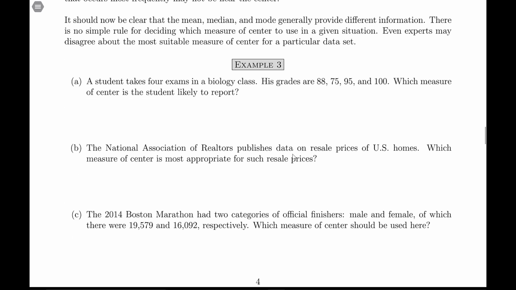Example 3, we have a student that takes 4 exams in a biology class. His grades are 88, 75, 95, and 100. Which measure of center is the student most likely to report? When we look at those values, and I didn't type this up, but if we looked at the mean, the median, and the mode of this set of data, we would find that the student's mean is greater than the median. So for this one, the student would likely report the mean of their grades.